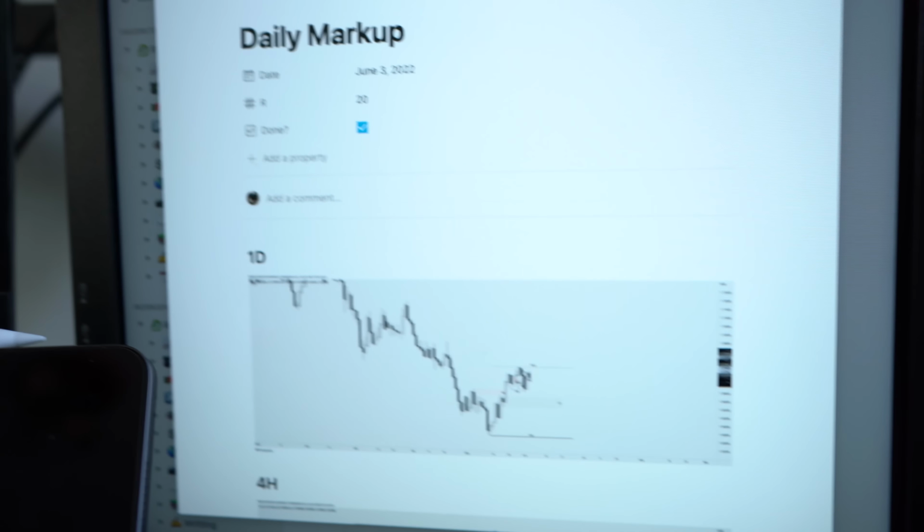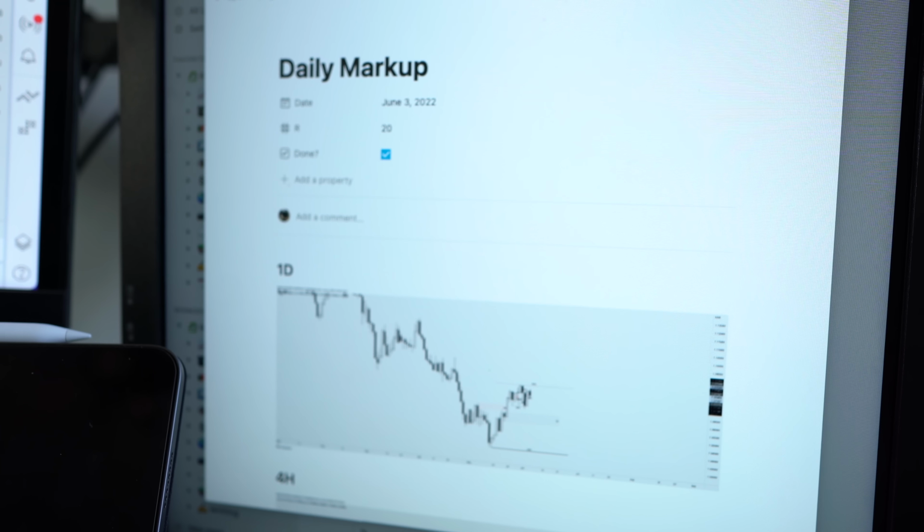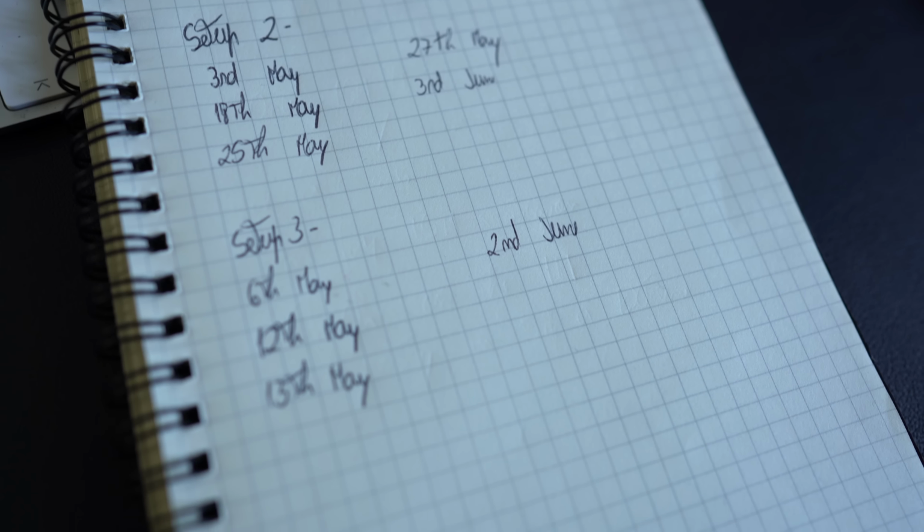So right now I'm waiting. I'm currently still reviewing my markups in order to find two more of setup 1 and 1 more of setup 3. Like that, I will go ahead and look for the screenshots and put them in a separate folder.